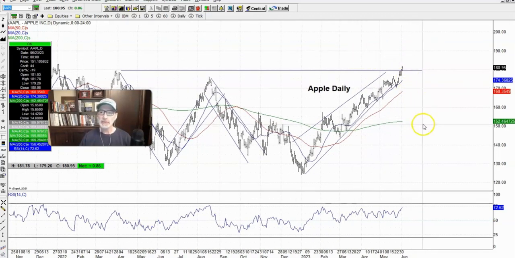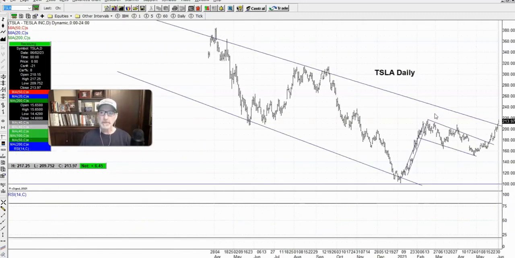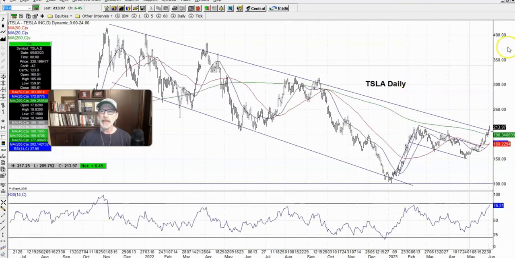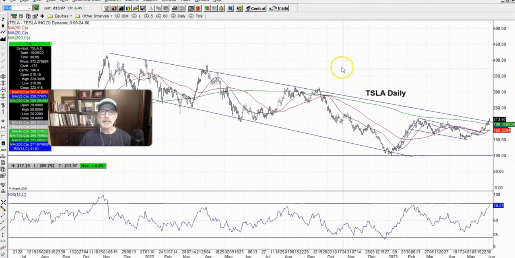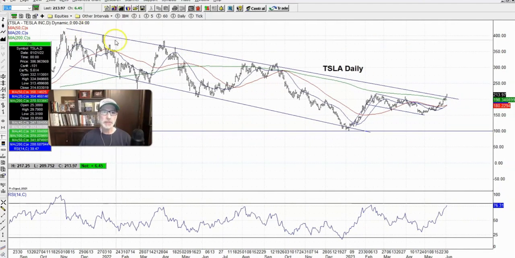Okay, so let's look at Tesla, another biggie. Tesla had been in this long downtrend, starting back in November of 2021, and you can just see the channel. These are the lines that I've drawn. This doesn't come on the chart automatically. You have to draw these lines. So you can see how Tesla was just in this channel.